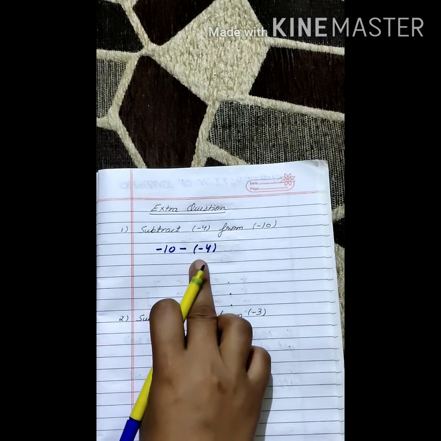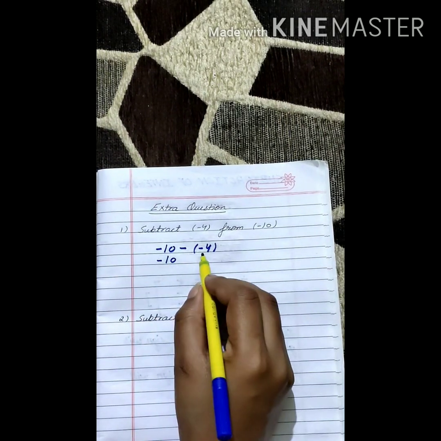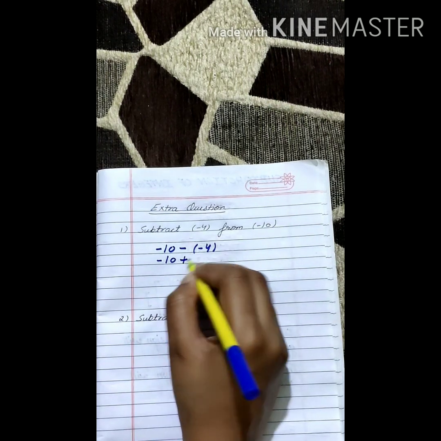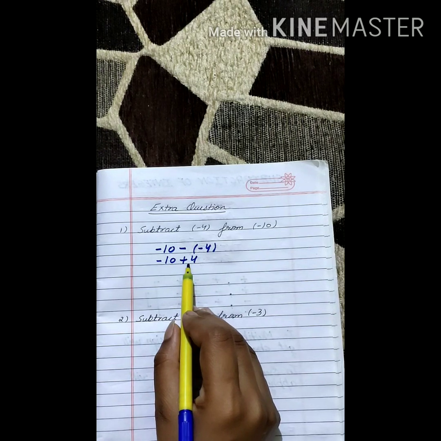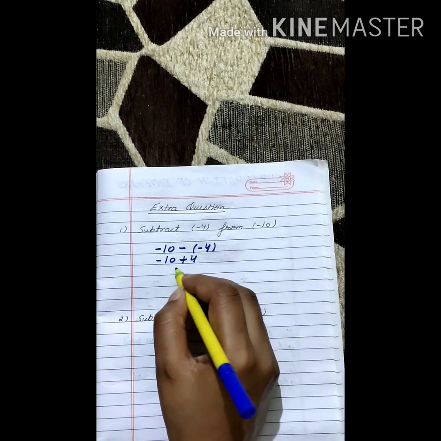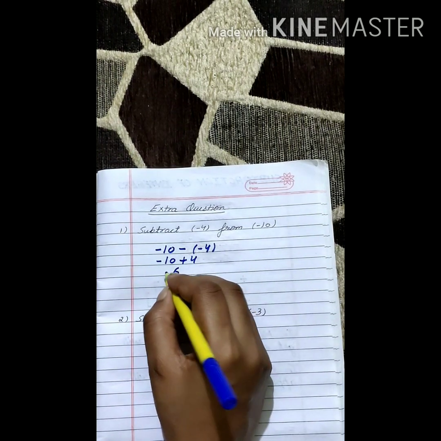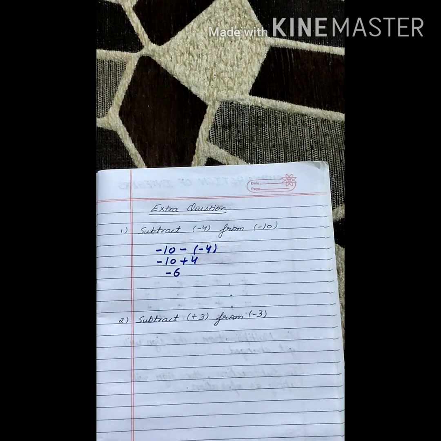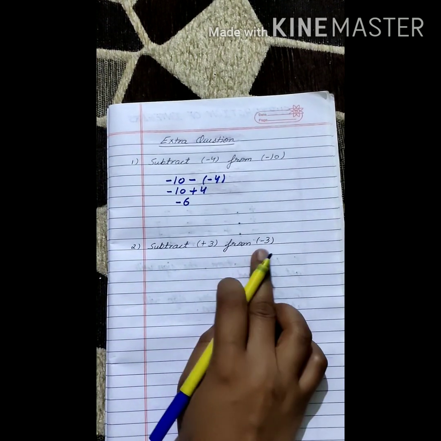Now we have 2 signs together, so firstly we will solve it. Minus 10 minus minus, minus minus is plus, so these 2 signs will convert into a plus sign. Now it is negative and it is positive, and we know that minus plus is minus, so 10 minus 4 is equal to 6. Here 10 is the greater integer and it is negative, so 6 is also negative. It is our answer.